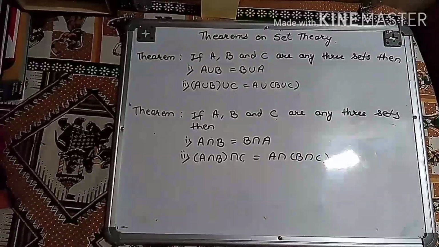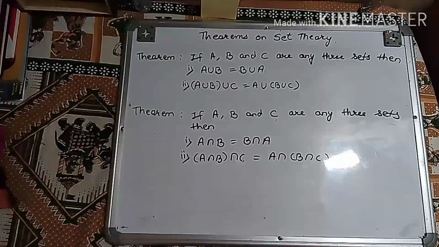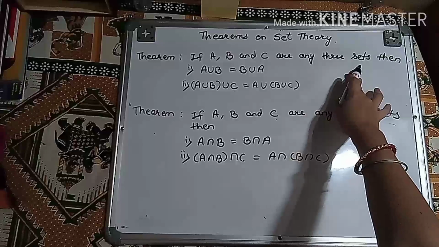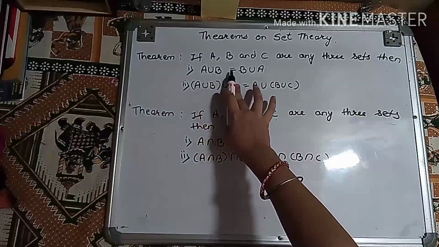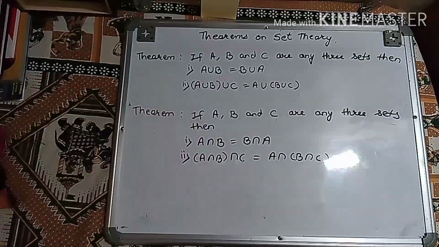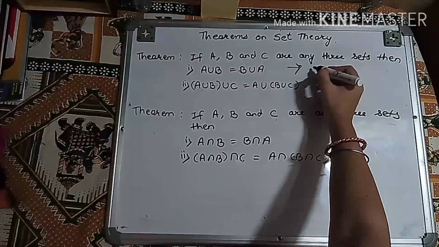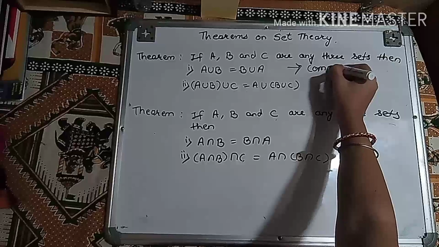Now theorems on set theory. First theorem is, if A, B and C are any three sets, then A union B is equal to B union A. This means that union is commutative.